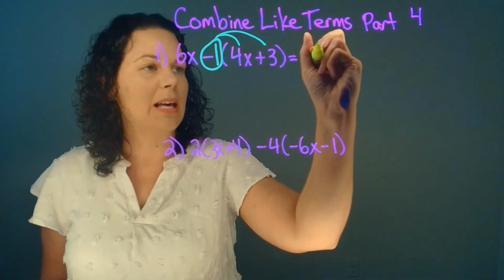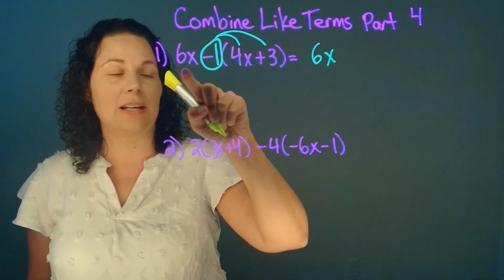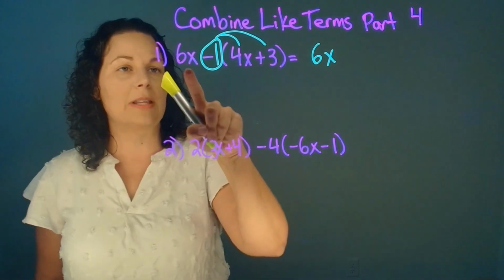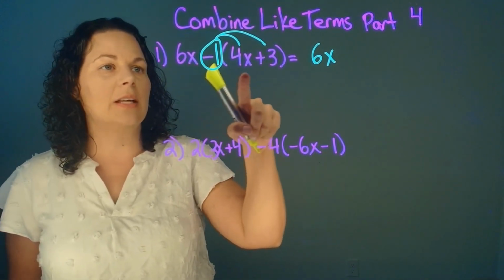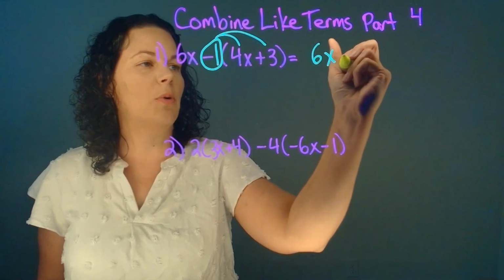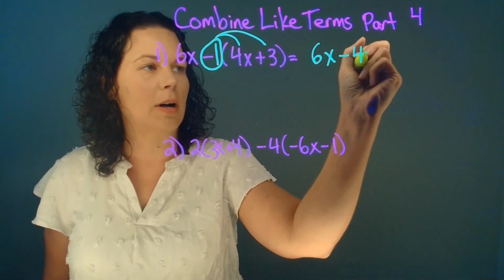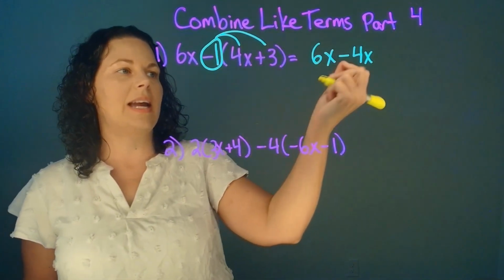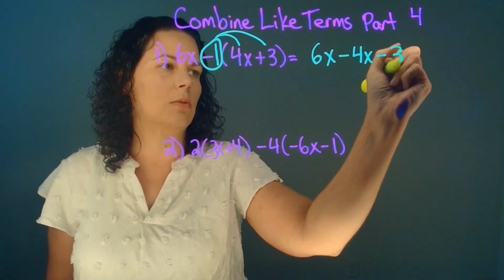So that's going to give me a 6x. Just bring that, I would say down, but I'm coming over here for space. Just bring that to wherever you're working, and then let's distribute. -1 times 4x gives me a -4x. -1 times +3 becomes a -3.